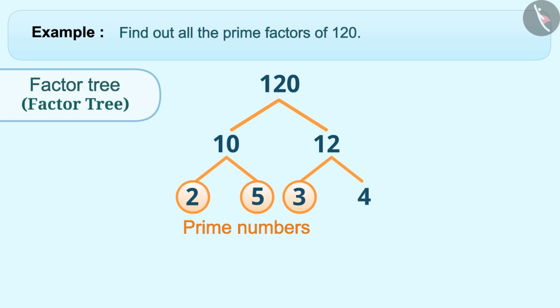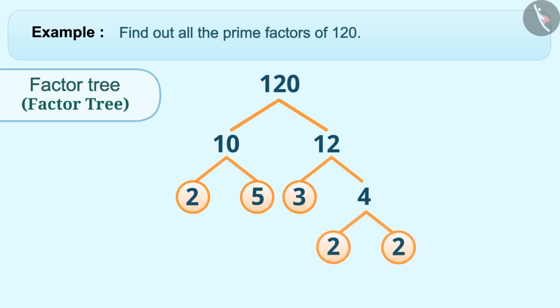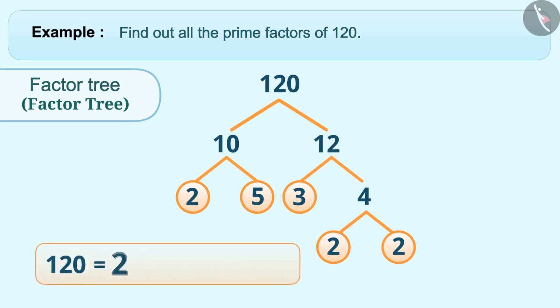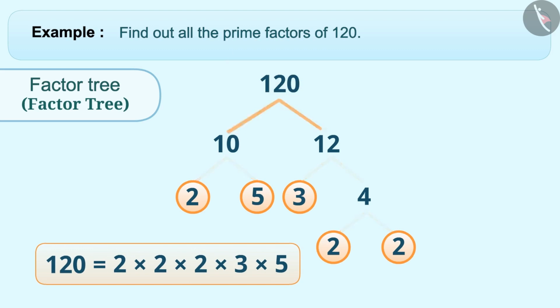But number 4 can be definitely divided. The factor pair of this is 2 and 2. Thereafter, the branches cannot be extended. Now we can express 120 as 2 multiplied by 2 multiplied by 2 multiplied by 3 multiplied by 5. In this way, we have found the prime factors of 120. Therefore, to find the prime factors of any number, divide it into the branches until we get all the prime numbers.